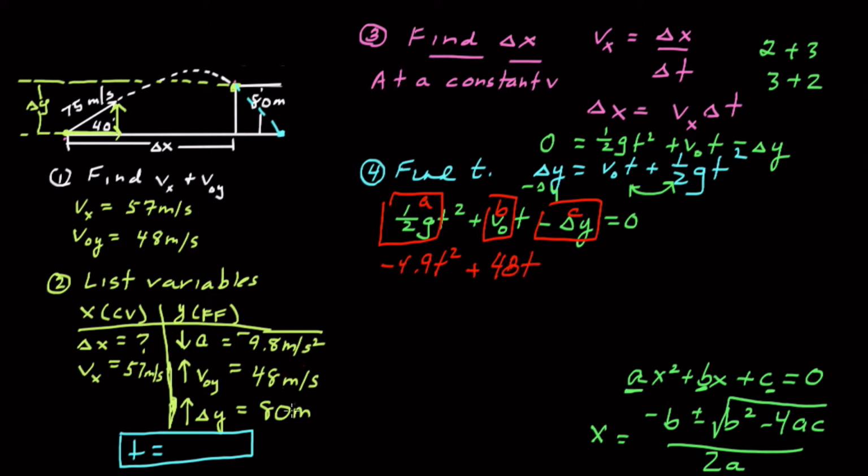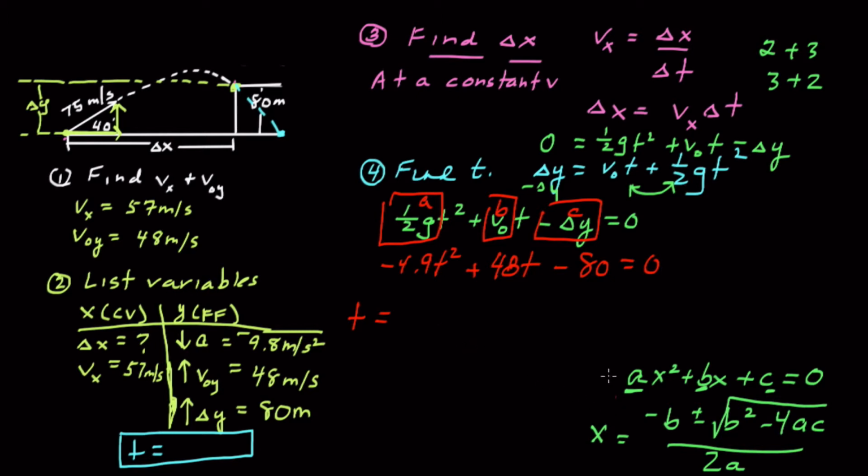T, notice I don't make you put in units on this either. And delta y is positive 80, so it's going to be minus 80 equals 0. Now it's in that format. Now I'm just going to carefully stick it into this equation. I'm not solving for x. The variable I'm solving for is called t, but it's all okay.